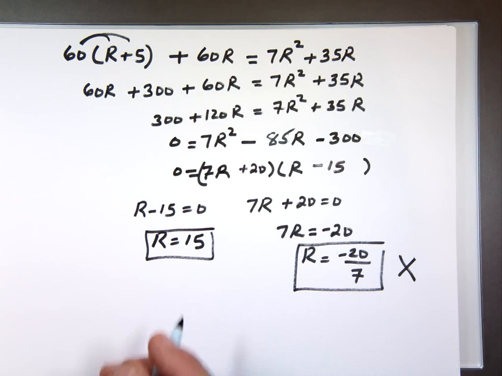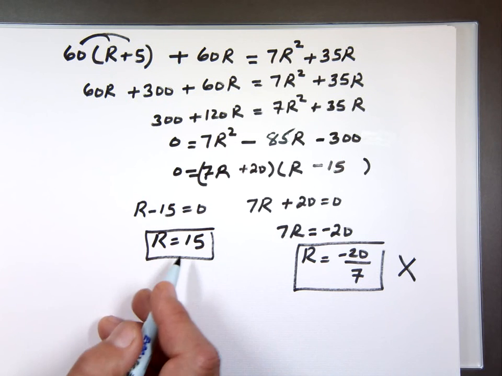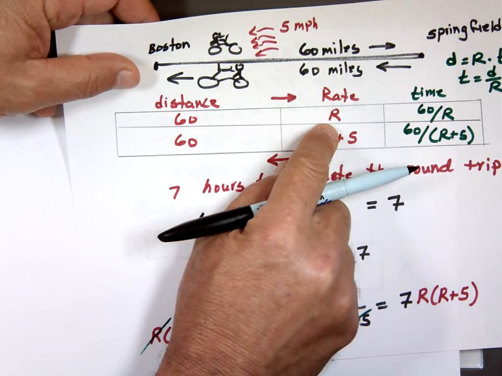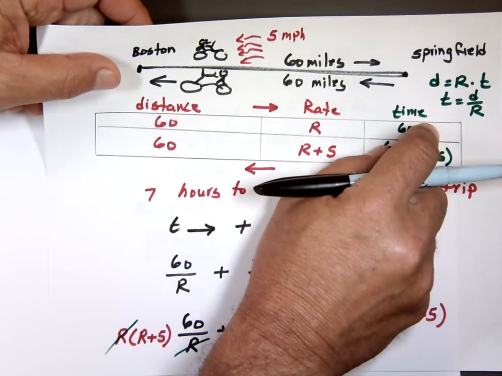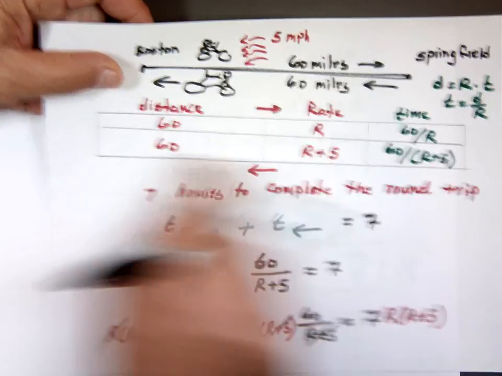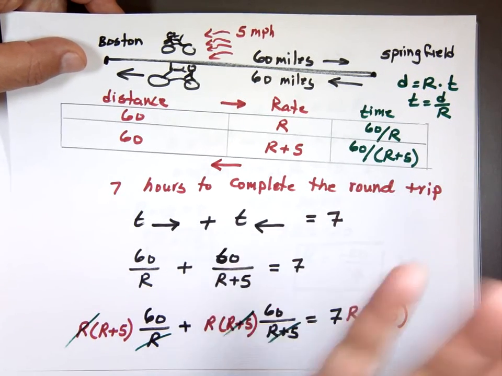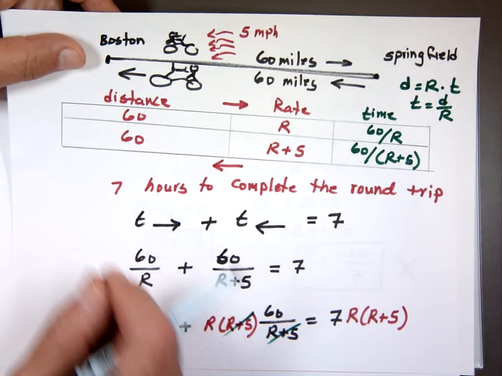This is the positive number. So my speed actually is 15 miles per hour. I knew that when I made the problem, because in my head I'm going 60 divided by 15 is what? 4 hours here. And 60 divided by 20, that's 3 hours. What's 4 plus 3? 7 hours. I had a number in my mind.